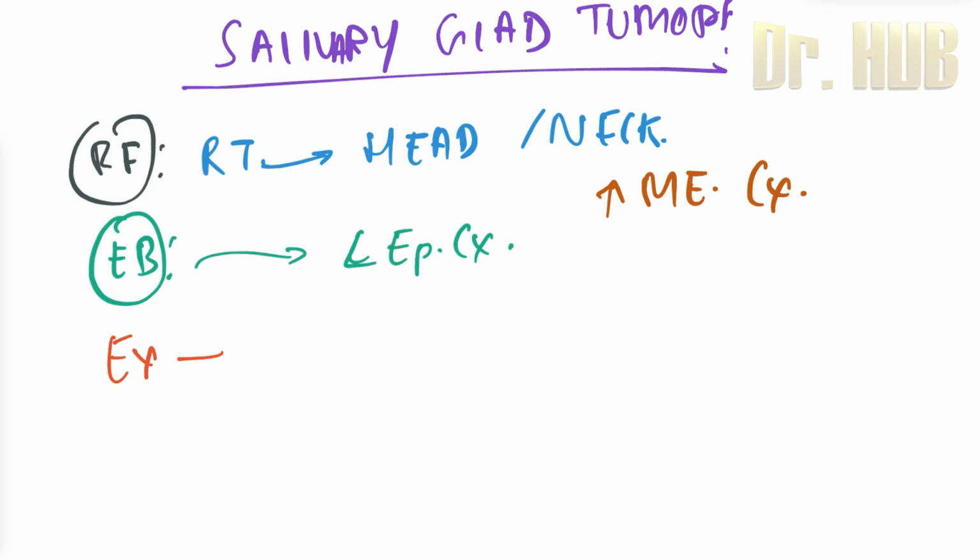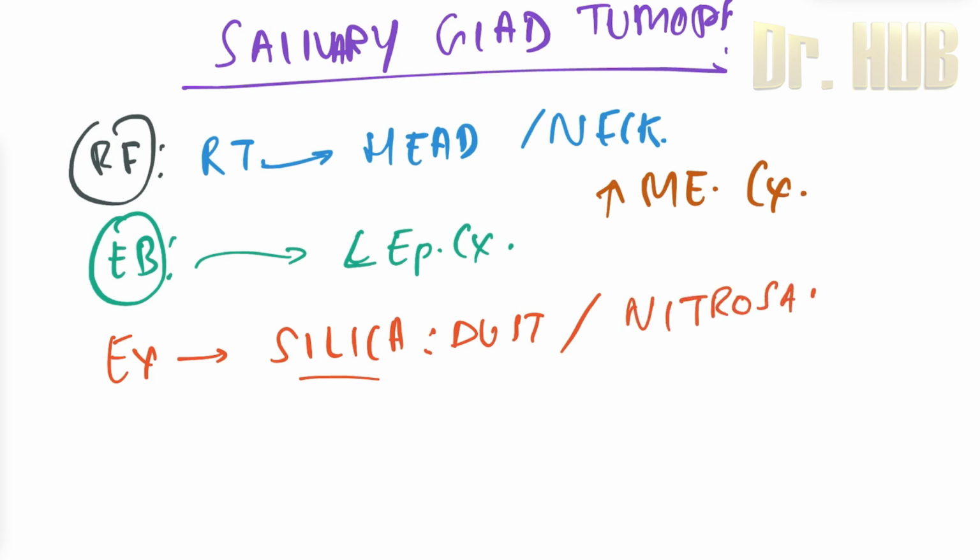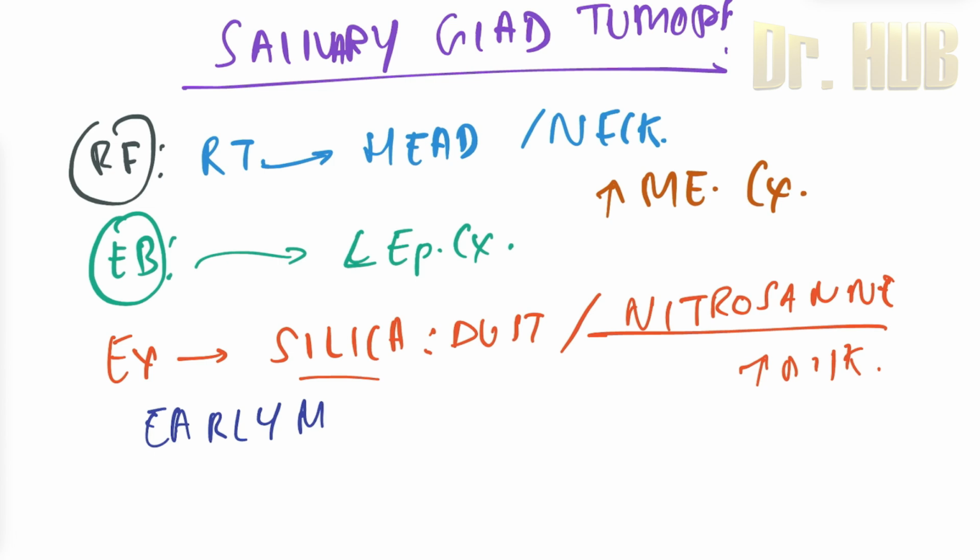Next is exposure to silica dust and also nitrosamines, so they may increase the risk. Next, early menarche and nulliparity are associated with a higher risk.